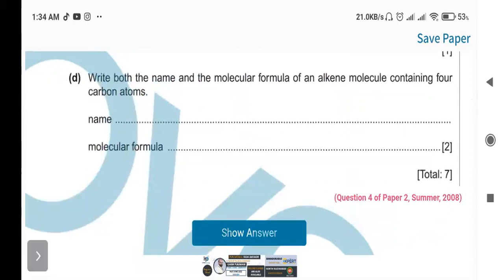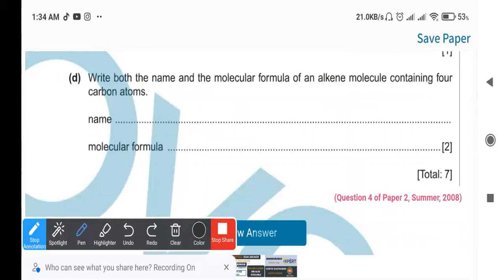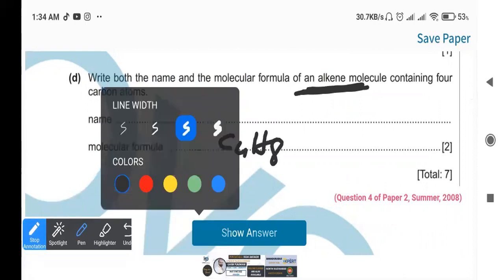Alkene containing four carbon atoms. It's very easy. It's butene, and its molecular formula is C4H8. It's very easy, right?